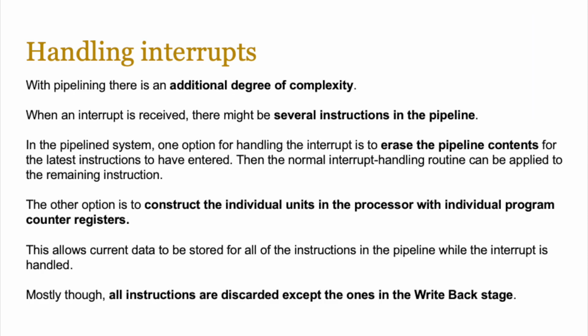But with pipelining, there is an additional degree of complexity, because when an interrupt is received, there might be several instructions in the pipeline. So in a pipeline system, one option for handling the interrupt is to erase the entire pipeline's contents, and then the normal interrupt handling routine can be applied to the remaining instructions. The other option is to construct the individual units in the processor with individual program counter registers. So you have more registers, so you can work out which stage each instruction was at and save those contents into the registers and restore them when the ISR is finished dealing with the interrupt. This allows current data to be stored for all the instructions in the pipeline while the interrupt is handled.